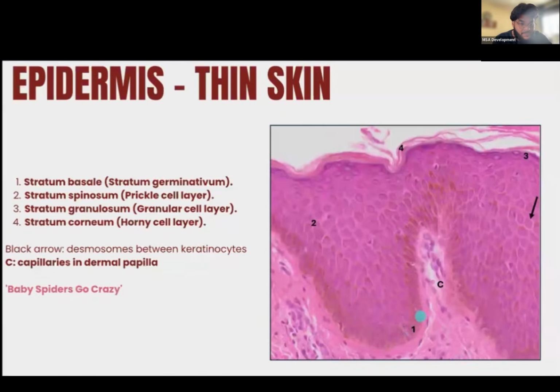Now this is all for your epidermis in thin skin. An easy way to remember the layers is "baby spiders go crazy." I put this mnemonic here if you guys want to use it to remember.